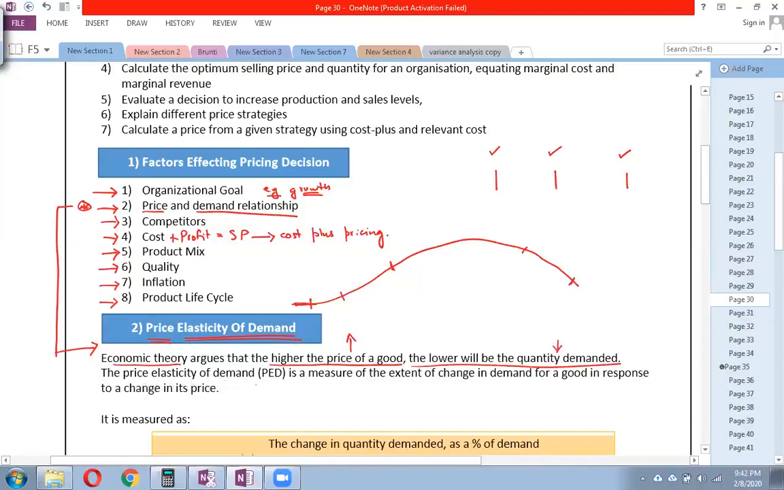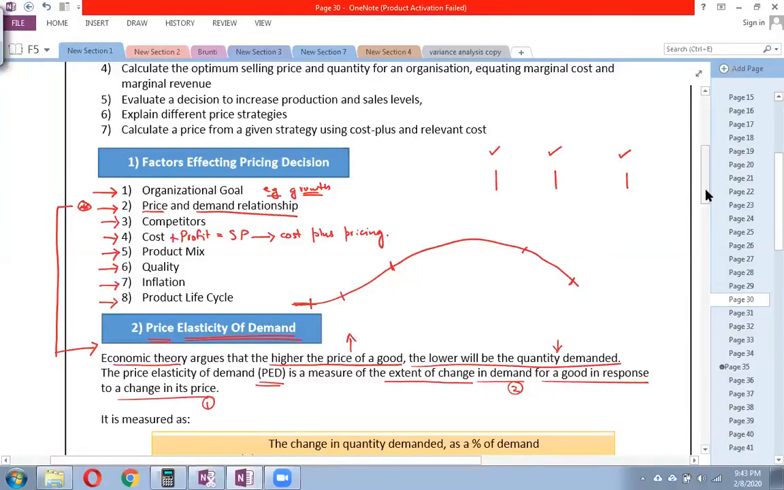Price elasticity of demand, or PED, is a measure of the extent of change in demand for the goods in response to the change in the price, right? Now, watch it very carefully. I'll put one here and I'll put two here. Why one here? Because you are changing the price and you want to see what the effect on the demand is. So with the change in the price, what will be the impact on the demand? That's actually the question.